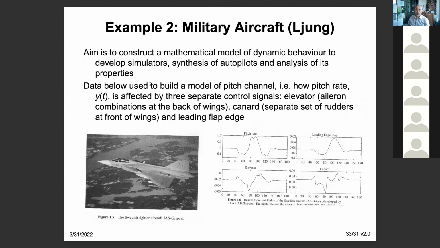Another sample from Ljung is a military aircraft, also a system that can be identified. We aim to construct a mathematical model of its dynamic behavior to develop simulators, synthesis of autopilots, and analysis of its properties. Usually we take data on how pitch rate is affected by the elevator, canard and the leading edge flap. That's why we have data here: pitch rate, leading edge flap, canard, and elevator taken from the military fighter as shown in the picture.